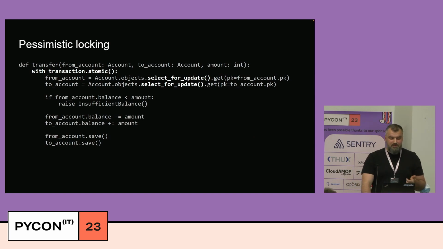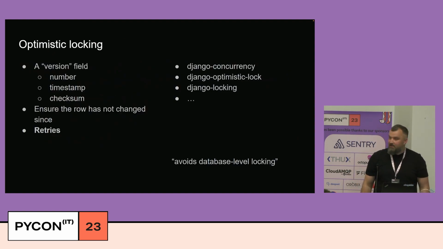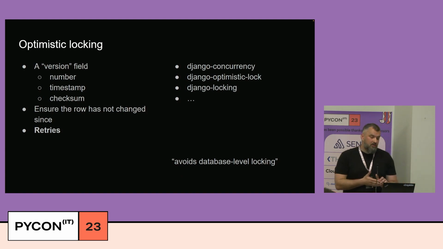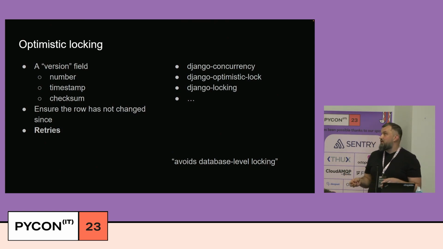But somehow the word pessimistic sounds bad to me. It implies that something bad is happening. Optimistic locking, on the other hand, sounds much better. So what is optimistic locking? The essence of optimistic locking is that it ensures that the row in the database hasn't been changed since we last read it.